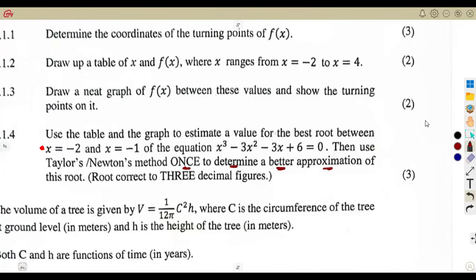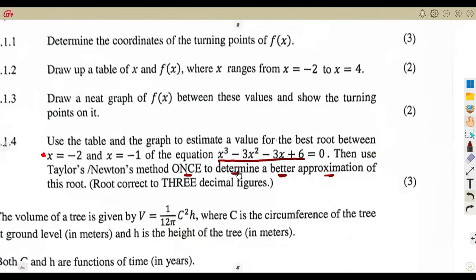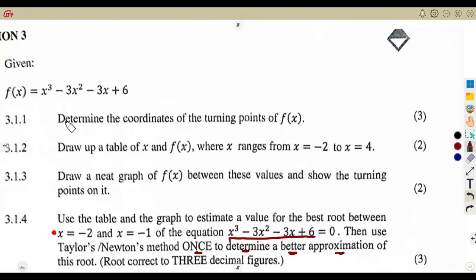So as you can see, this here is still the same function that we had. This one is still the same f of x that we had here, the same f of x that we had.